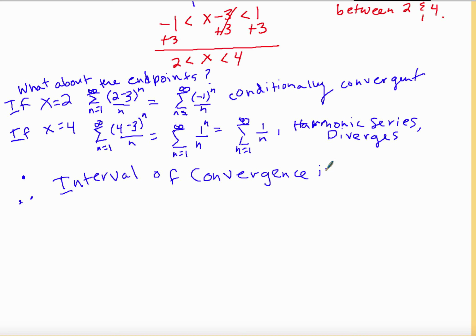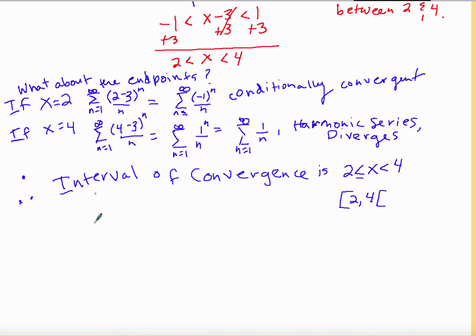is 2 is less than or equal to x, which is less than 4. I use the equal to sign for the 2 because we're conditionally convergent at 2 for the endpoint. And I didn't use the equal sign for 4 because it diverges at 4. Another way you could write this is with this notation, if you like.